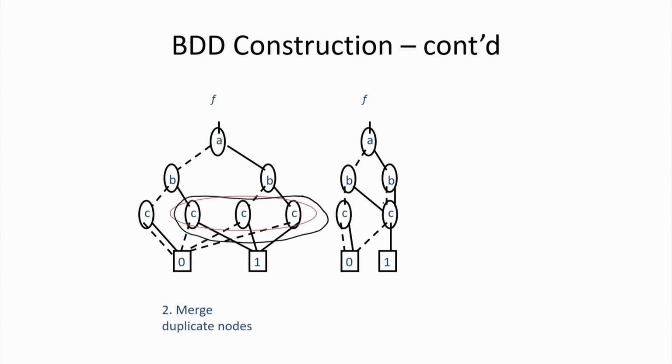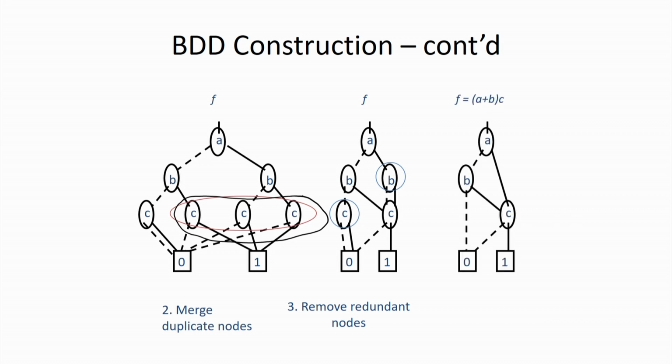Now, after this, what are we getting? You just see, we have merged the duplicate nodes. Now, we are going to get some redundant nodes. What are the redundant nodes? These two are redundant nodes, because you just see for both b equal to 0 and b equal to 1, it is going to that node C. Here also, for c equal to 0 and 1, the functional value is 0. So, we can remove those redundant nodes. Finally, we are going to get this BDD. This is the BDD representation of the given function, and it is the reduced one.